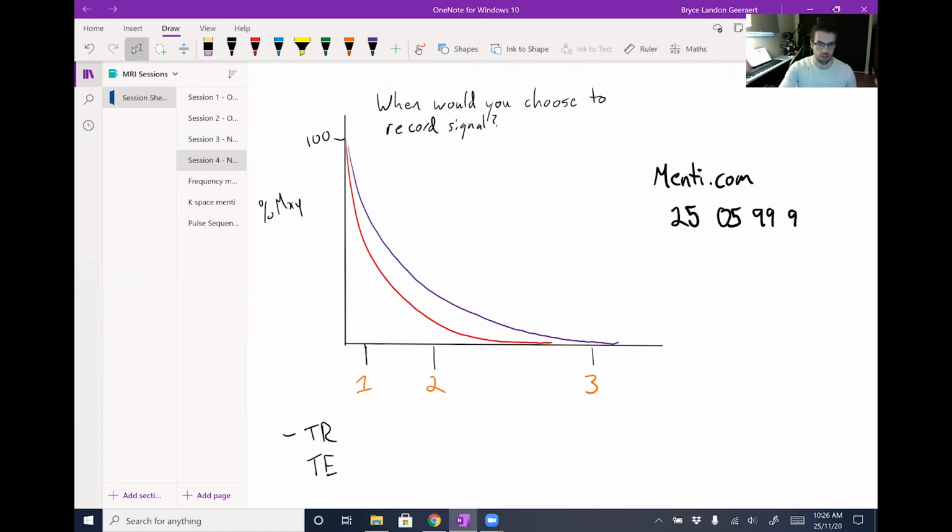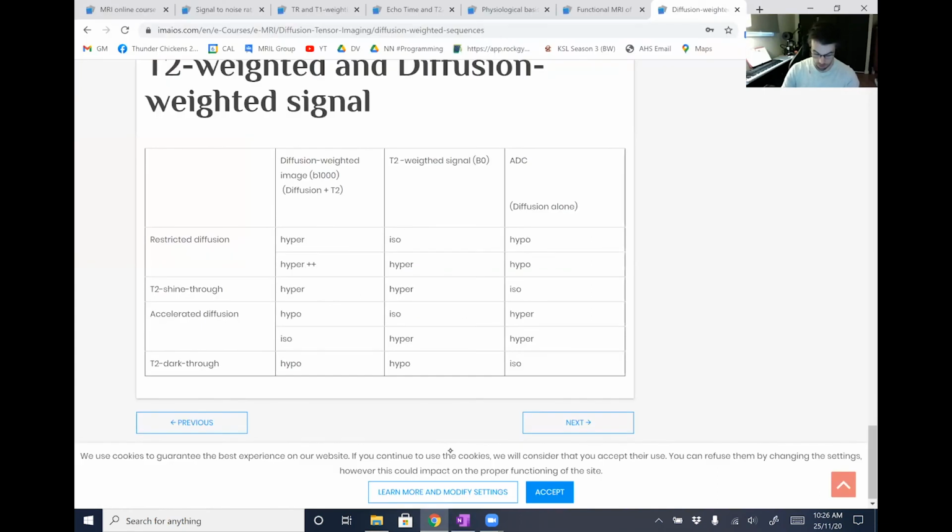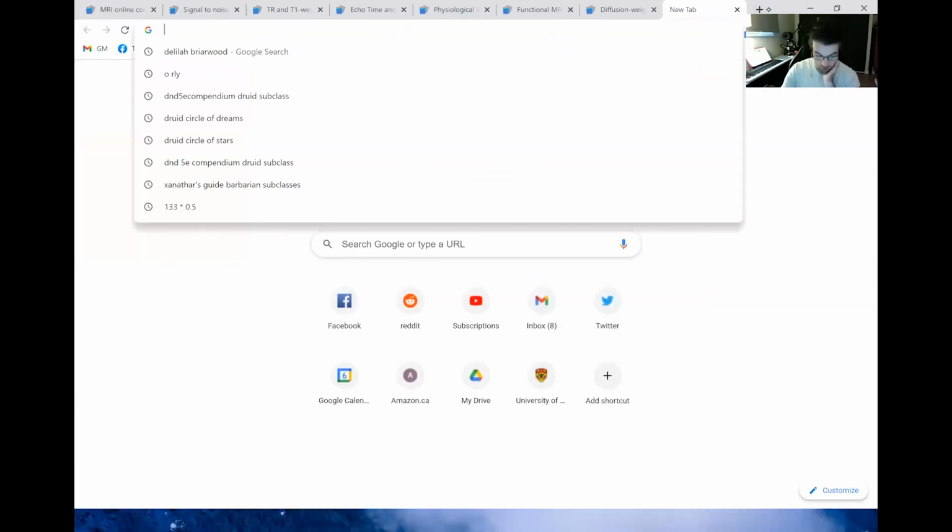I'll give like 30 seconds or so, and then we'll come back to chatting. I'm going to pull this up on my tablet. Oh no, the page isn't even open anymore.